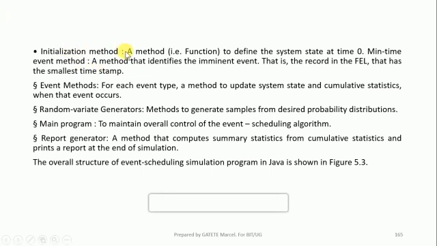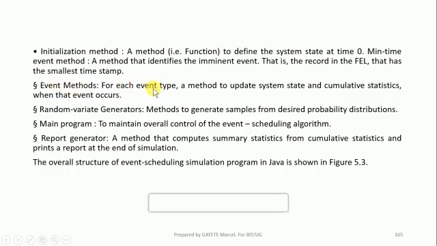This is a method, a function which will define the system state at time 0. So this is the initialization method that will provide the state of the system at the beginning. The mean time event method, the second method, will provide information about the imminent event. The imminent event is the event which is about to come. It is a record in the field that has the smallest time stamp, meaning it will be the next one to come.